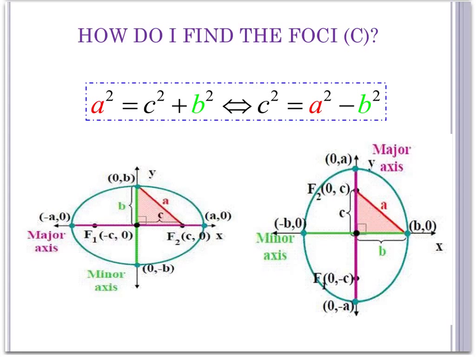Now applying the Pythagorean theorem, we actually get b squared plus c squared equals a squared. Now we want to find the focus, which means we need to solve for c. So for an ellipse, we actually get c squared equals a squared minus b squared. Now don't let this confuse you with our normal a, b, and c for the Pythagorean theorem.